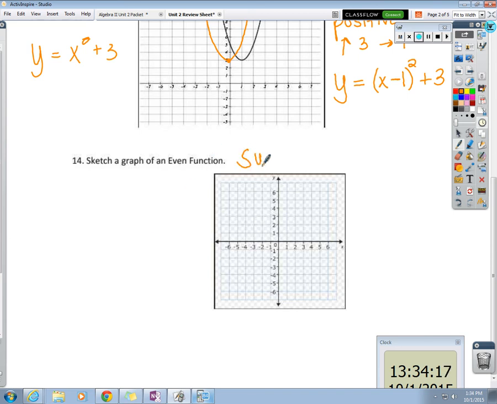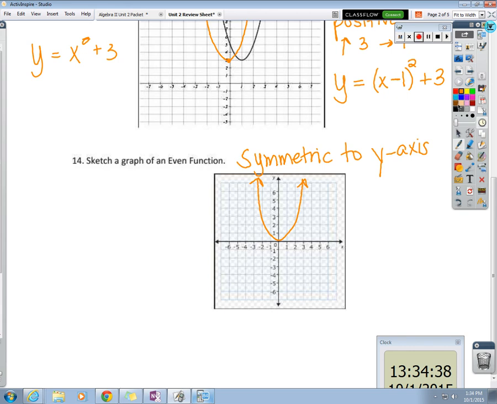Symmetric, but symmetric to the what? The y-axis. Okay, so let's say we have a parabola, a quadratic function. Is that symmetric to the y-axis? Yes, I mean, my drawing is not perfect, but if you folded it over the y-axis, this half of it would land on this half.